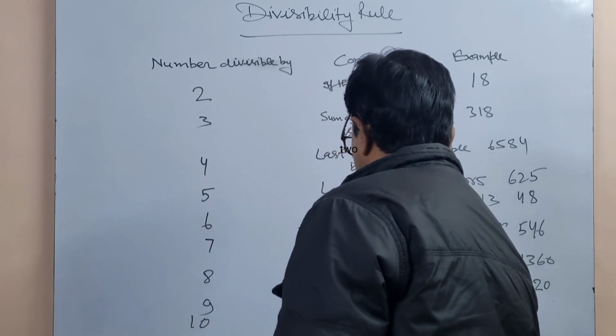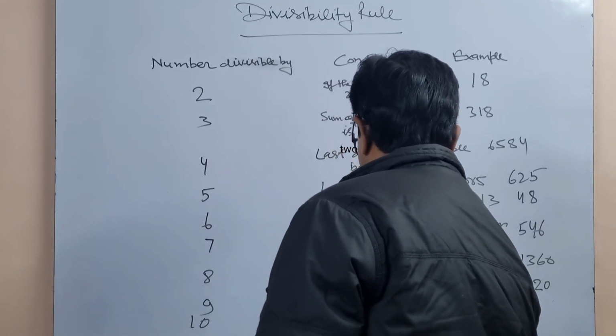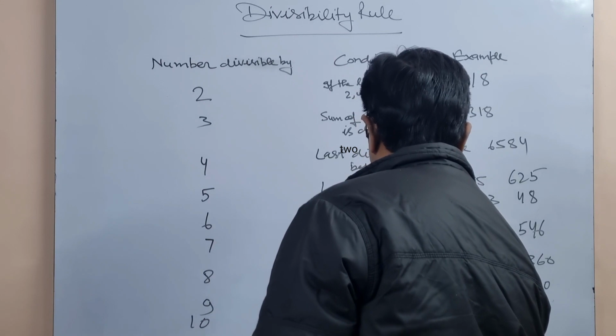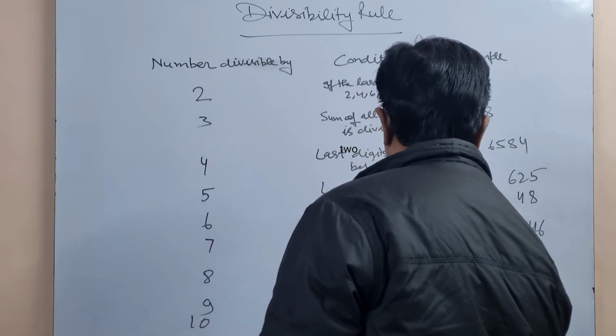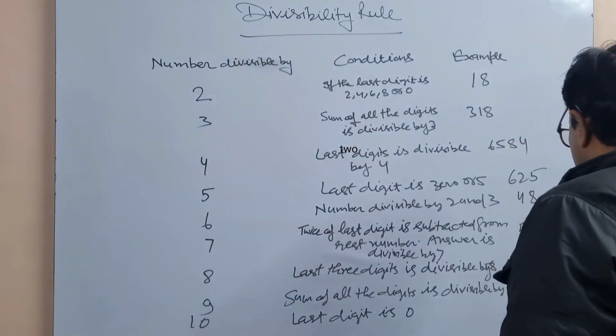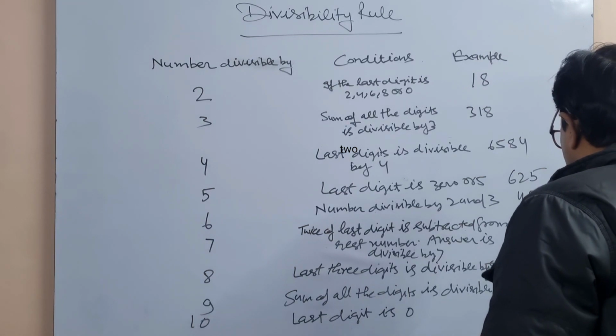10. If the last digit is 0. For example, 1320.